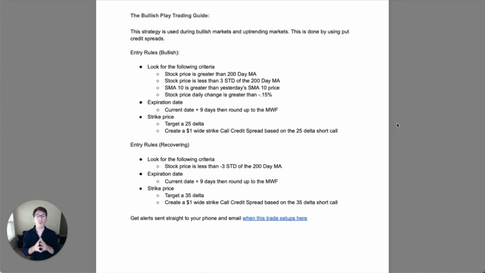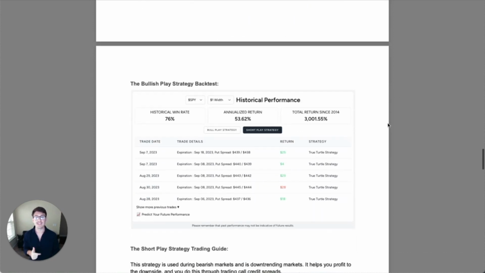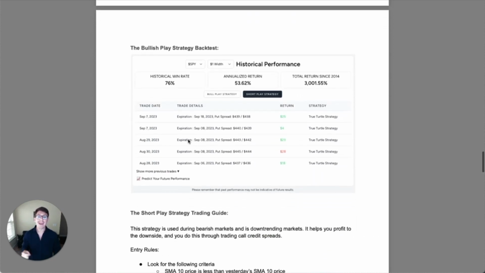Hey guys, I want to walk you through an incredibly simple put credit spread strategy that can be used in the market right now today called the bullish play. Historically, it has a 76% win rate and an average annualized return of 53.62%. Outside of all the numbers, this strategy has even been back tested by a third party to prove that it consistently outperforms the market and will help you make money right now.